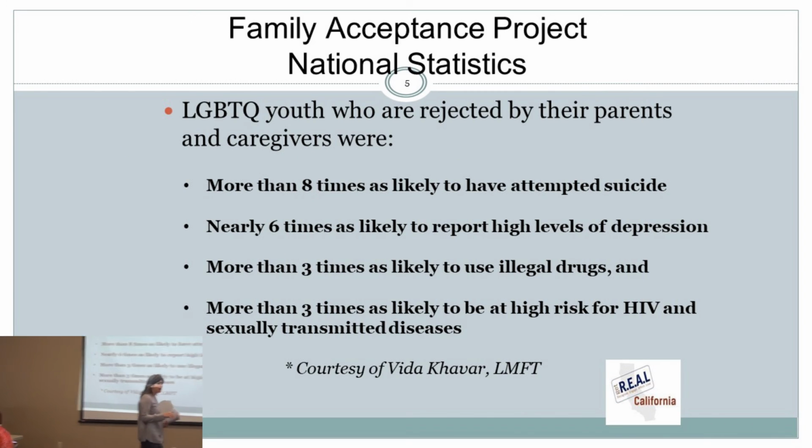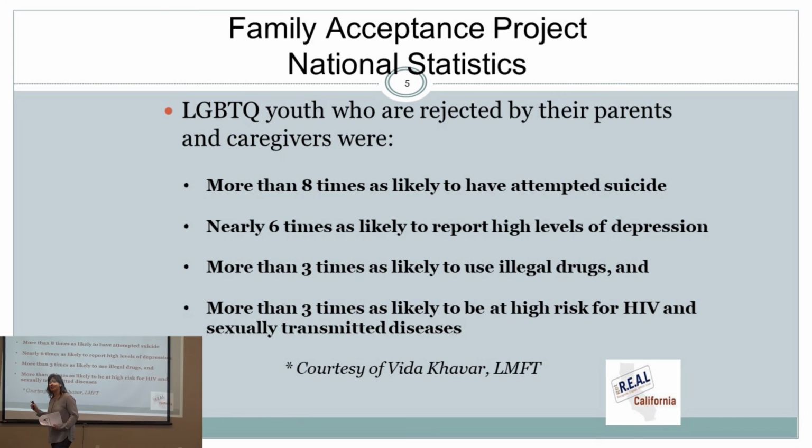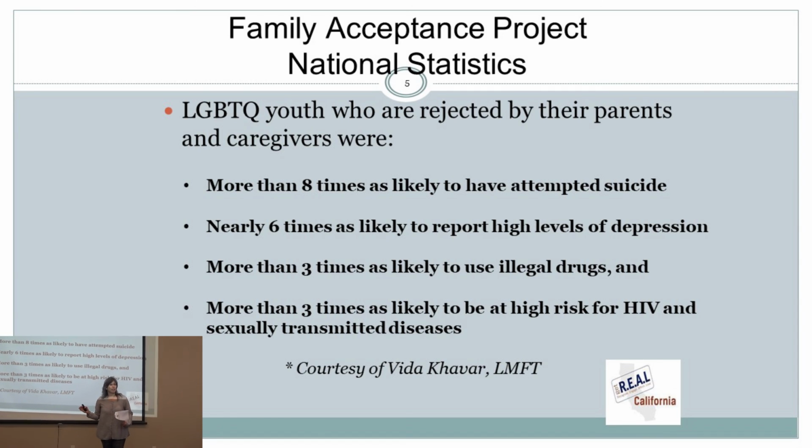Now, the Family Acceptance Project does a lot of work and research on families and children, especially as it revolves around faith. They indicated in their national statistics that LGBTQ youth who are rejected by their parents and caregivers were more than 8 times as likely to have attempted suicide, 6 times as likely to report high levels of depression, more than 3 times as likely to use illegal drugs, and more than 3 times as likely to be at high risk for HIV and STDs. And I want to emphasize with this slide, this is not a result of their sexual orientation or gender identity. This is a result of rejection and abuse based on their sexual orientation and gender identity.